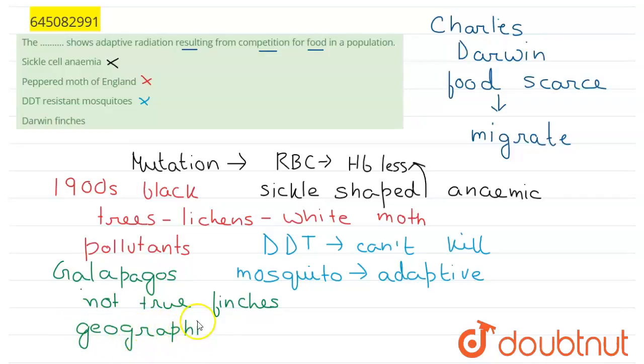So this is the right option for the question, because these birds, which were probably once upon a time true finches, have migrated to a different geographical location, that is the Galapagos Islands, and there they have shown divergent evolution. So this is an example of adaptive radiation which results from competition in food. So this is the right option for our question here.